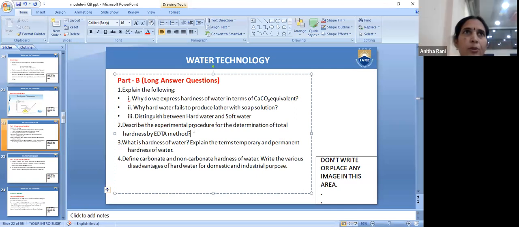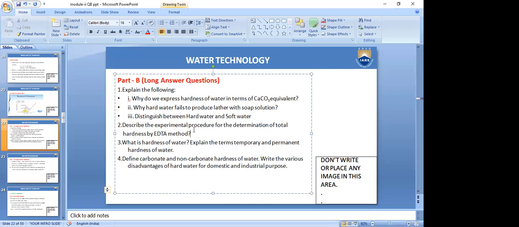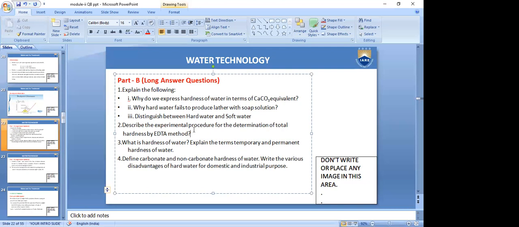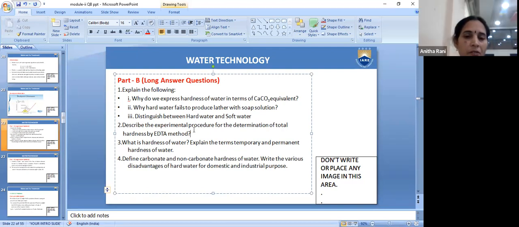M3V3 is equal to M2V2. M3 is the molarity of hard water. V3 is the volume of hard water. M2 is the molarity of EDTA, which you know already. V2 is the volume of EDTA consumed with the hard water.